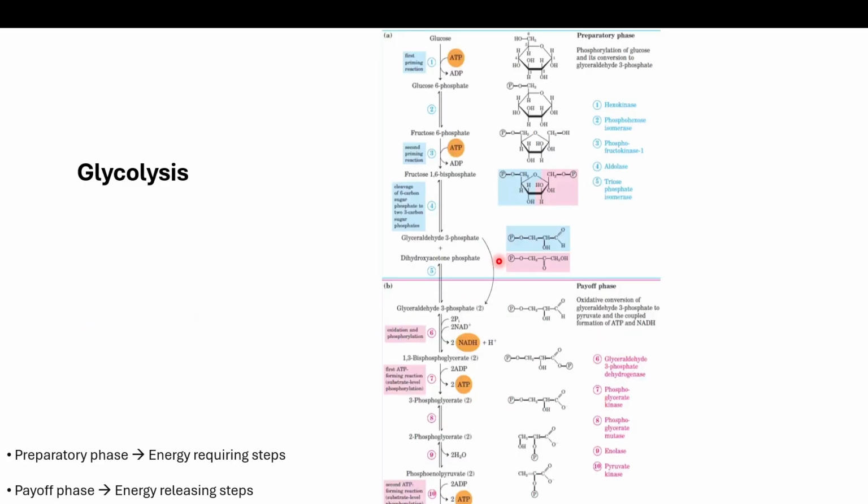One of the metabolic pathways is glycolysis. Because we are talking about sugars, about carbohydrates, we have to talk about glucose, which is eventually used to produce ATP in our bodies. The complete glycolytic pathway is divided into two phases. One is the preparatory phase, which requires energy, and another is the payoff phase, which releases energy.